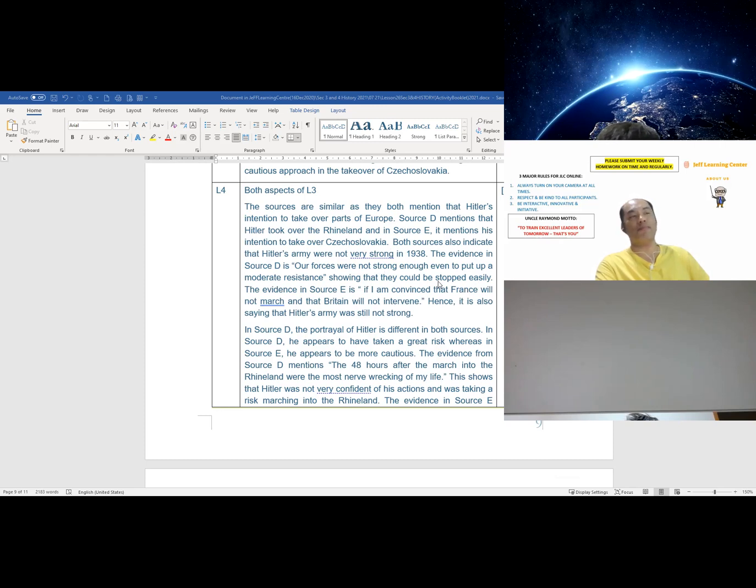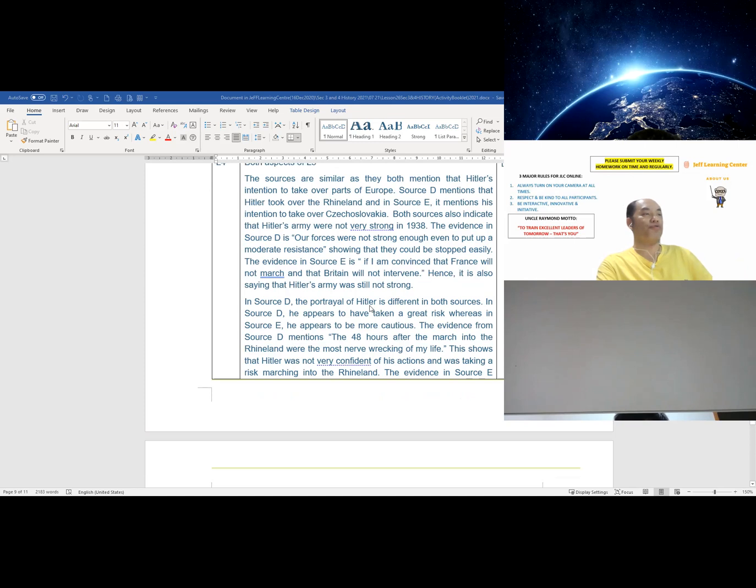Instead of putting stopped easily, I prefer that they worry they will get defeated again. This time defeated again, that's it. It might be worse than the 6,600 pounds, and then they return, and they might end up, who knows, with the country becoming slavery. The evidence in source D is this one here, blah, blah, and hence it is also saying that Hitler's army was not strong, was not ready, was not big enough to get into a battlefield.